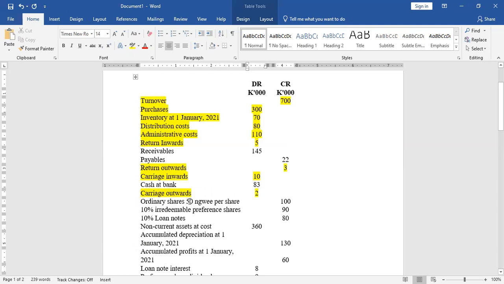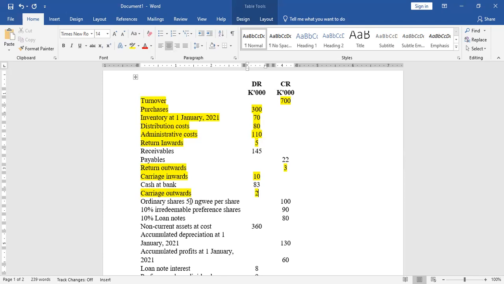Ordinary shares, these are part of capital. They are not coming into the profit or loss statement for the year. Irredeemable preference shares, these are shares as well. They're not coming in. Loan notes, loans are liabilities. Also, these ones will not come in. They are not expenses. Non-current assets, these are not expenses, they are assets.